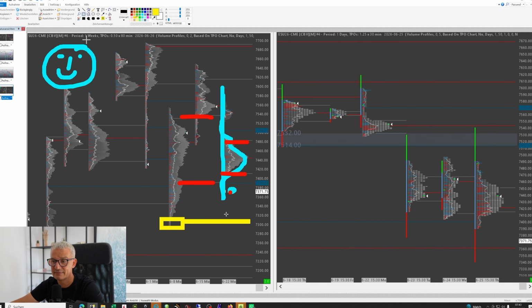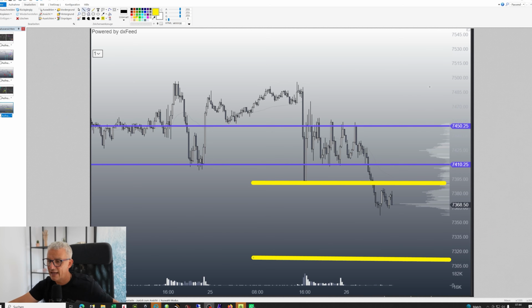But what's missing? At what point is my idea absolutely invalid? And for that, I look up and say, at what point do I assume again that the market will be back in balance and move upwards? From here. And that's why I'm taking 7,390 for the top and 7,315 for the bottom. So, and now I'm transferring the corresponding price ranges, and I know that this is the price range that, in terms of probability, can be traded through dynamically.